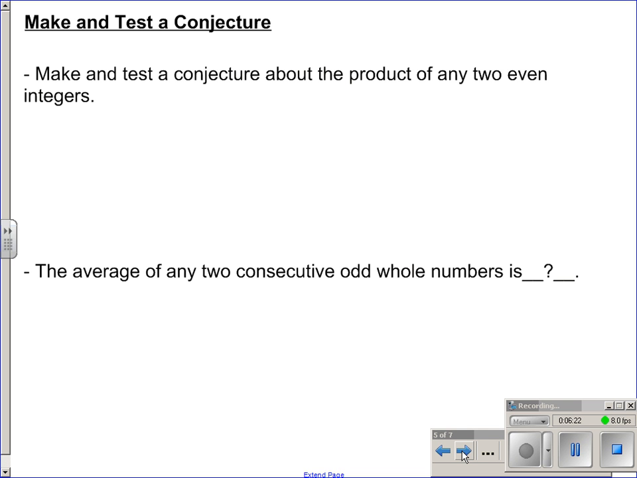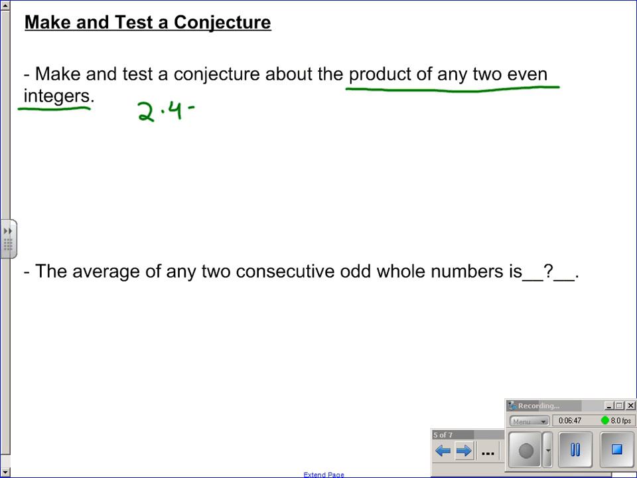So, make and test a conjecture. Basically, you're given a statement: make and test a conjecture about the product of any two even integers. To make a conjecture, all you're doing is looking at a pattern. So let's just start looking at some things. Product of any two even integers.